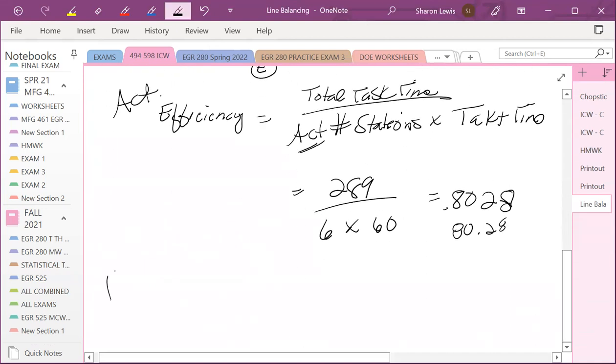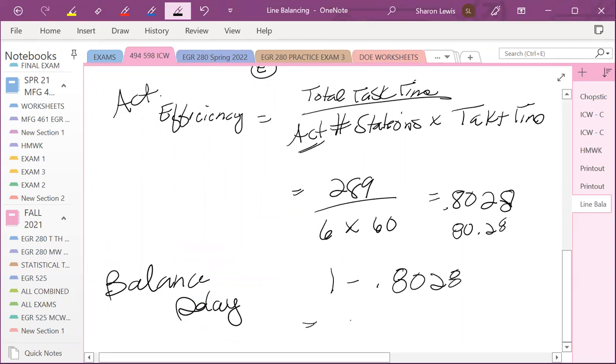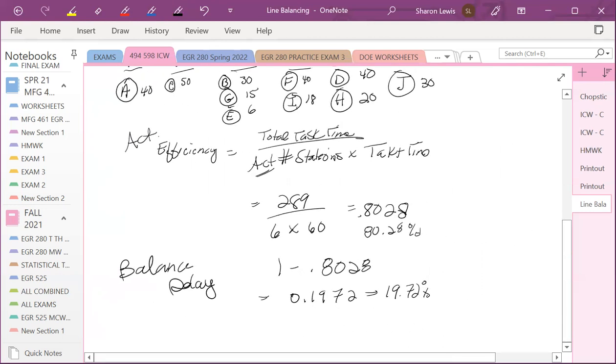So then the balance delay will be the same as it was before with the longest processing time option, 1 minus 0.8028, which is equal to 0.1972 or 19.72%. Okay, so same efficiency that we obtained when we used the longest processing time. All right, so I'm going to go ahead and shut this down, and then we'll do the last example, which is least number of followers.